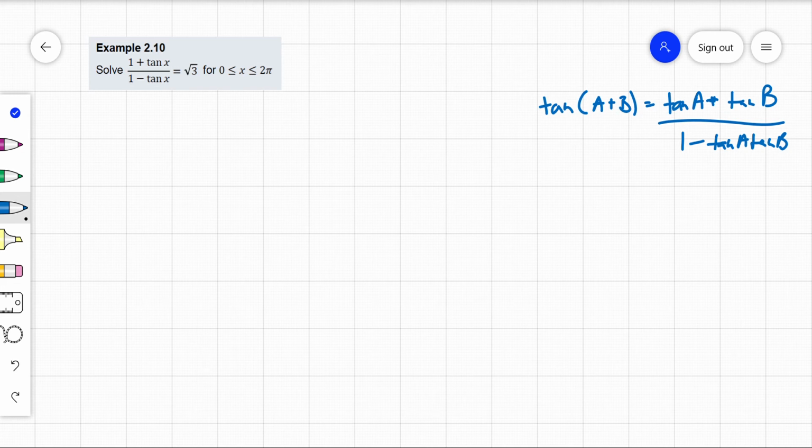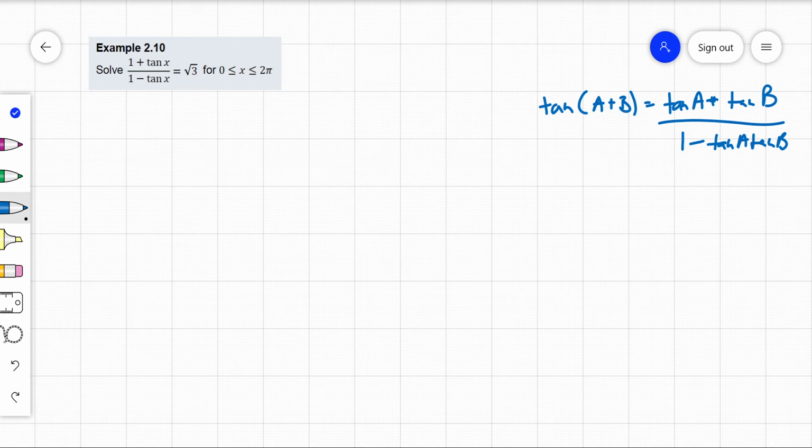Alright, just a reminder, and I've written it down, that tan(A + B) is (tan A + tan B) over (1 - tan A tan B). So this is just an interesting way to use compound angles to solve this question. And you might not see it straight away, so I'll show you an alternative method as well.